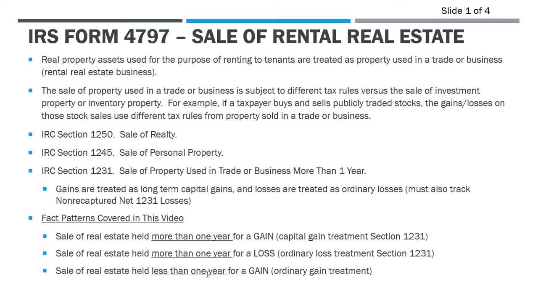So, here are the 3 fact patterns we're going to cover in the video. Sale of property held more than a year for a gain. Sale of property held for more than a year, but we take a loss on it. And then lastly, the sale of a property that we held for less than a year, and we made a gain on it.